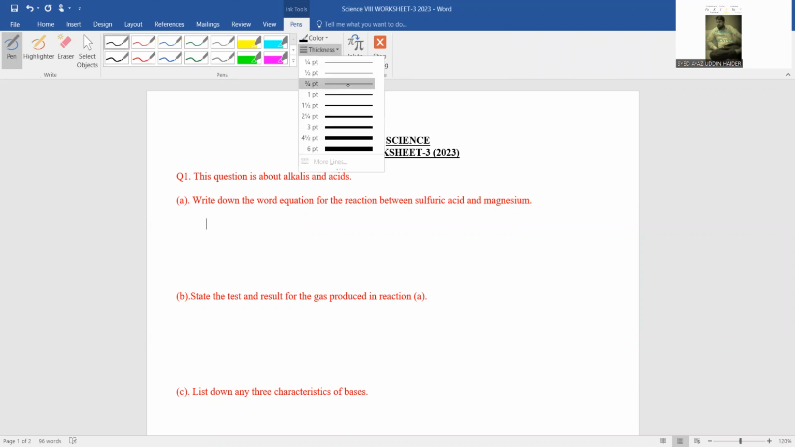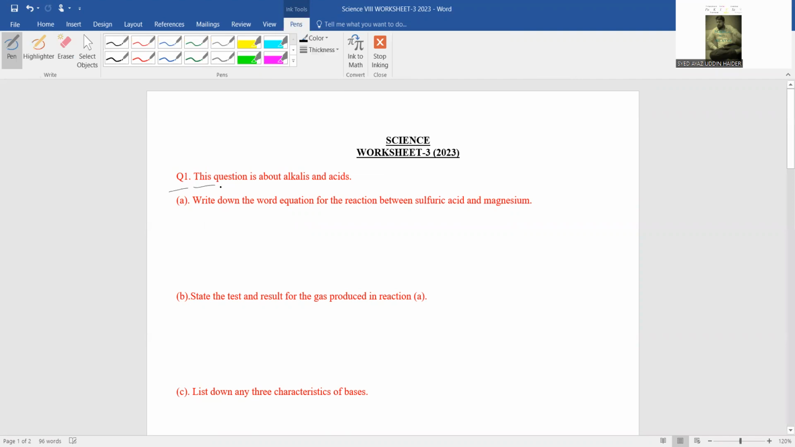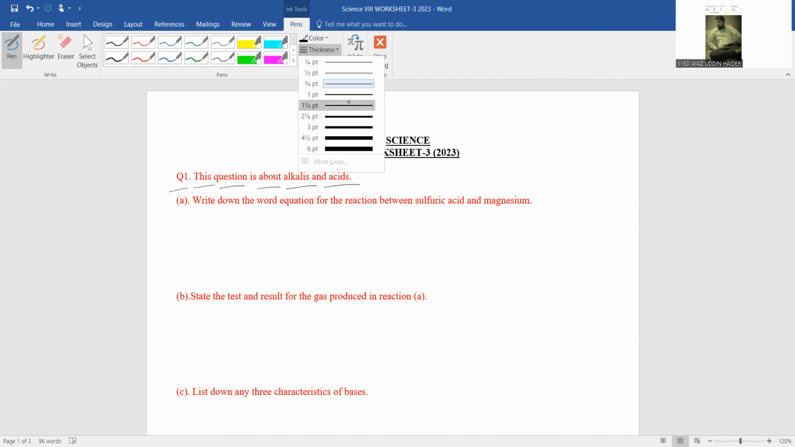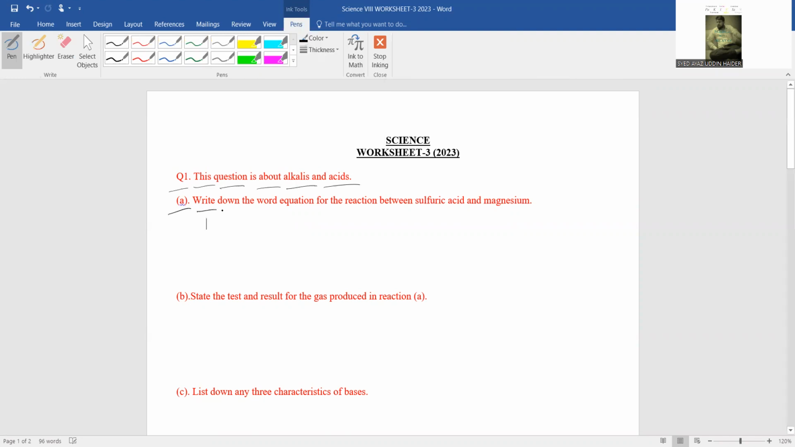So here's question number 1. This question is about alkalis and acids. A. Write down the word equation for the reaction between sulfuric acid and magnesium. So this is the reaction between acid and metal. Magnesium is a metal. Whenever you react acid with metal, you will get two products.